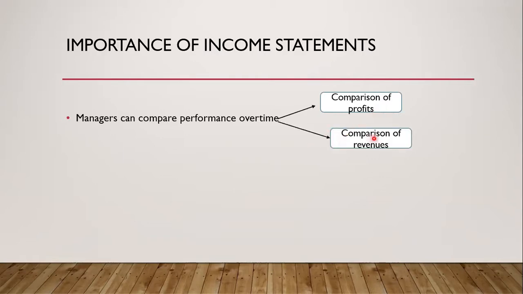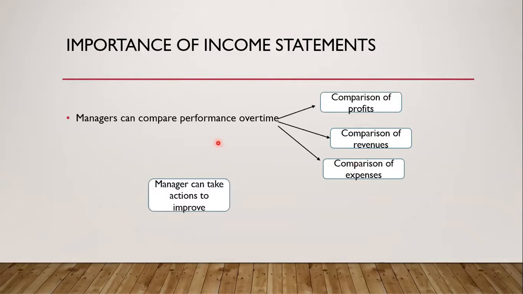Similarly, they can compare the revenues. Why are revenues falling? They can try to investigate, and managers still at the end can take some actions to improve. Thirdly, you can also compare your expenses. We know expenses like electricity, rent, salaries, wages. If we can compare our expenses and see that the expenses are increasing, we can take steps to cut down. So all this information that is in the income statement can be used by the managers to improve the business performance. Any questions?